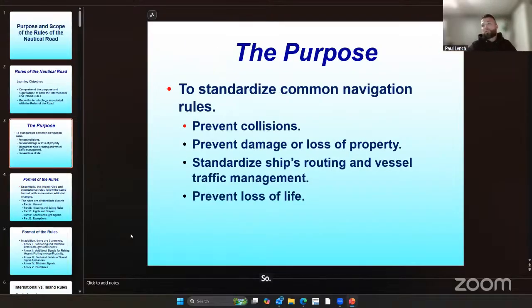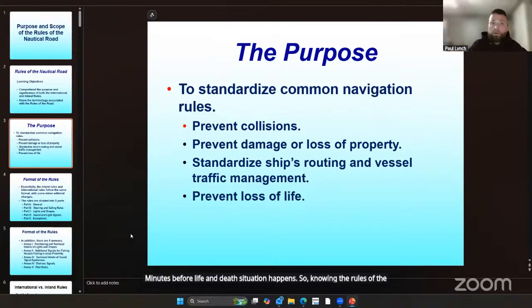The purpose of the rules of the road, the reason why they make all these things, is to prevent collisions, prevent damage or loss of property, standardize ship routing and vessel traffic management, and prevent loss of lives. Boating is a serious thing. The ocean is a beautiful place, but it can turn on you so fast, and depending on the situation, you have minutes before a life or death situation happens. So knowing the rules of the road can prevent a lot of these things from happening.